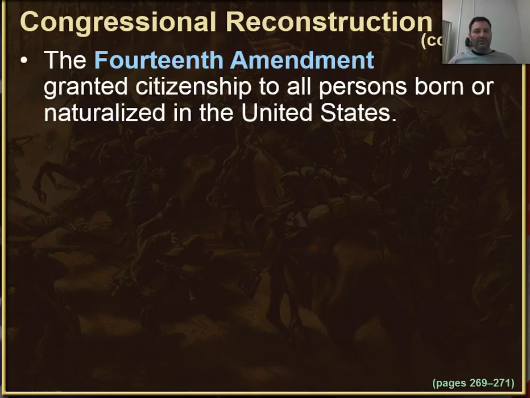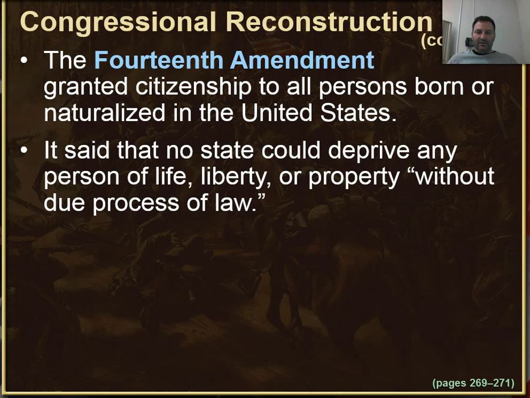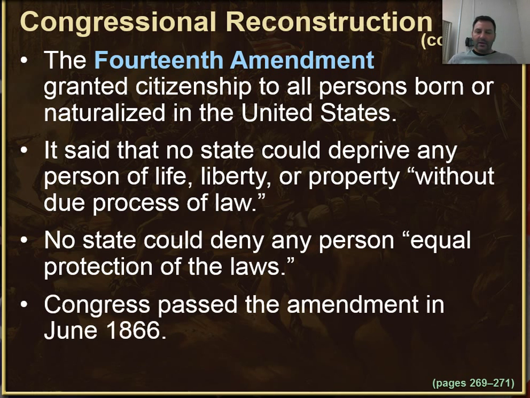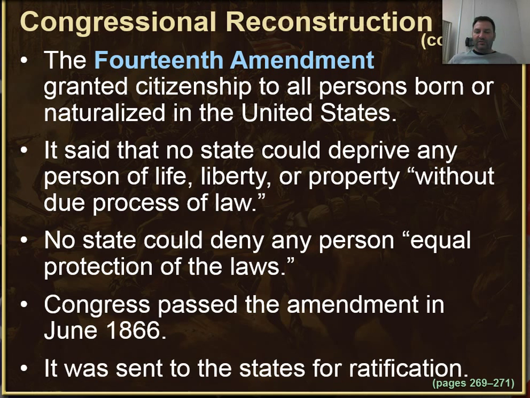The 14th Amendment also granted citizenship to all persons born or naturalized in the United States. It said that no state could deprive any person of life, liberty, or property without due process of law. No state could deny any person equal protection of these laws. Congress passed the amendment in June of 1866. It was sent to the states for ratification then.